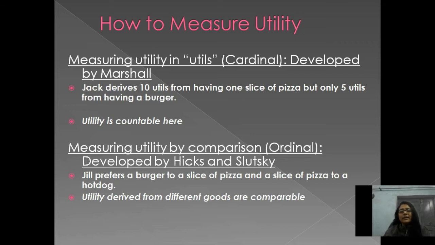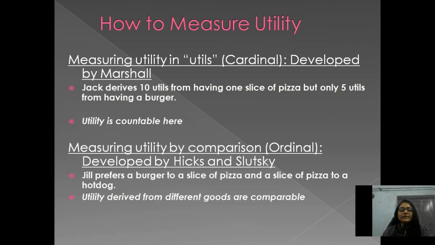According to Marshall, in the cardinal utility approach, utility is countable in units of utils. Suppose I have a piece of pizza, and from that piece of pizza I get 5 units of utils, and from the burger I get 10 units of utils. So it is profitable for me to go for the burger as compared to the pizza, because from the burger I get more utility, 10 utils as compared to 5 units, which is less than 10. So obviously I opt for the burger.